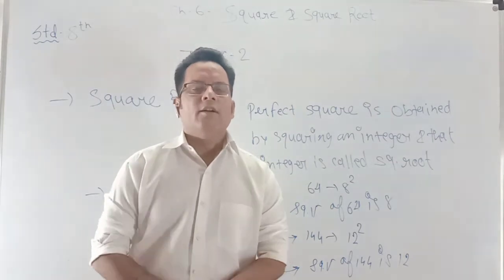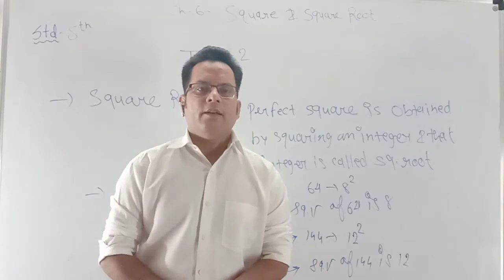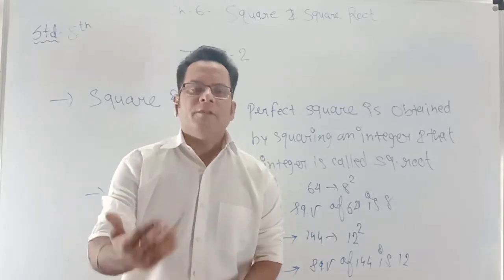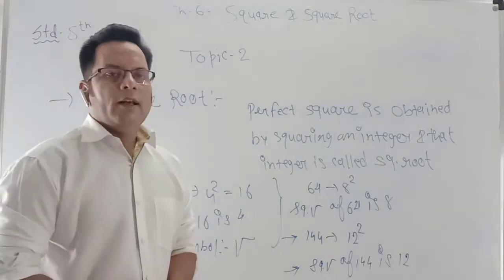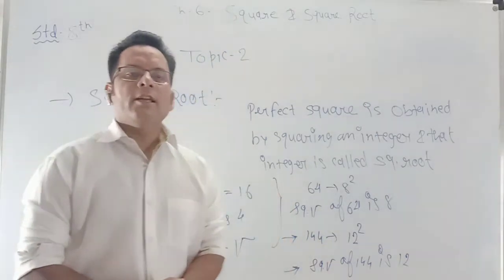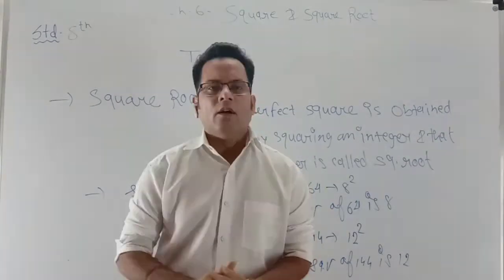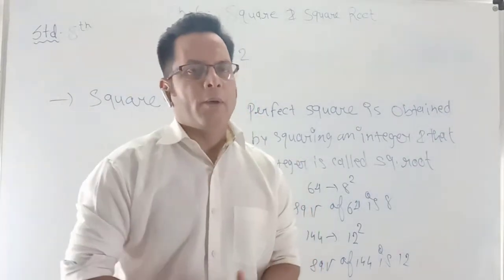So to know the square root, like I told you, you just think that the given number is the square of which number. Suppose here 144 is given, so it is 12 square. So the square root of 144 will be 12. So whenever you have to find the square root of any number, you have to just remember one thing in your mind.